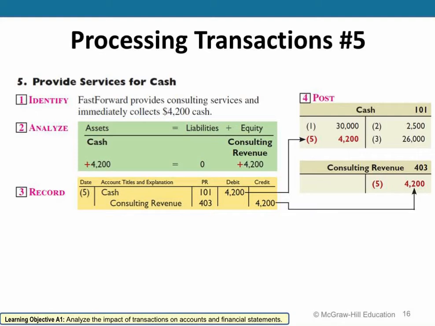So if we provided services for cash, we're going to receive cash for our services. So we're going to increase the amount of cash, so that's going to be a debit on the left-hand side of 4,200. Now our revenue is going to be accretive or adding to our equity. So that is going to be increasing in credit. So it's going to post on the right-hand side of our T account. And revenue is going to be a separate T account here.